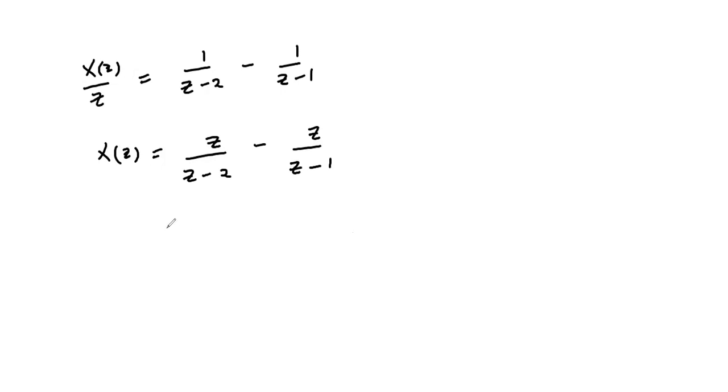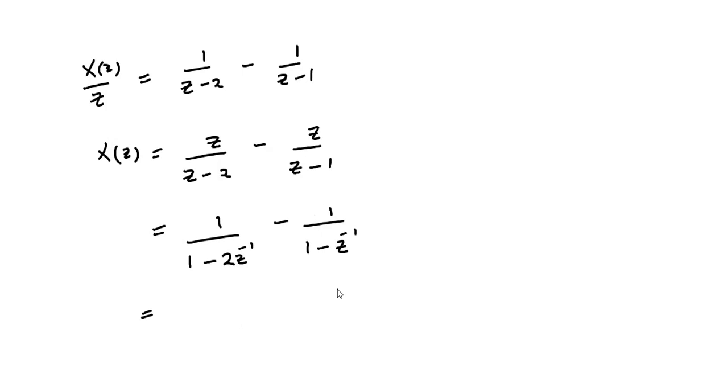If we divide both the numerator and denominator by z, we can write this as 1 over 1 minus 2 z power minus 1 minus 1 over 1 minus z power minus 1. Then using the inverse transform, that is the z transform tables, we can obtain the corresponding x of k for each of the partial parts as follows.